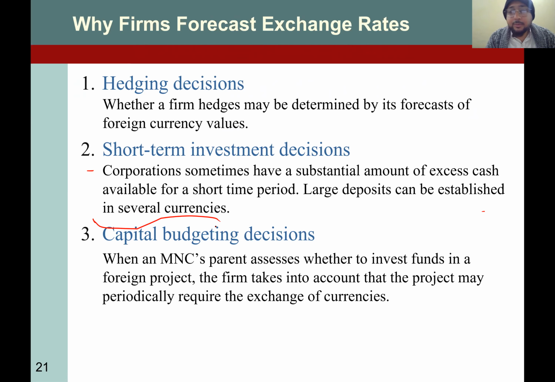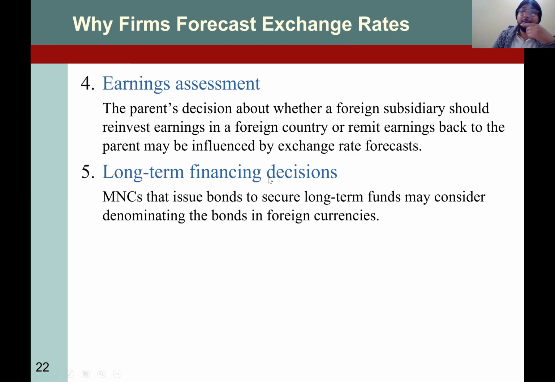Capital budgeting decisions. If you want to buy plant machinery, or big projects, say you are constructing a dam, you need a lot of machinery, right? And machinery is imported from different countries. So you need to be very careful regarding the exchange rate forecast, right, guys? So forecasts are used in hedging decisions, short-term investment, and capital budgeting. What does it mean? It means they can be used to minimize the hedge, in the short term, and also in the long run.